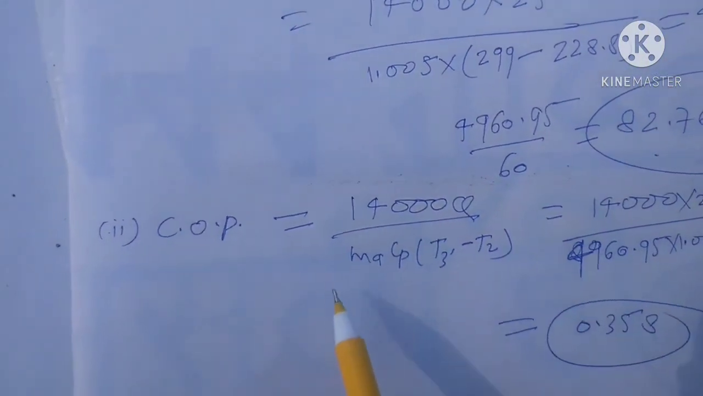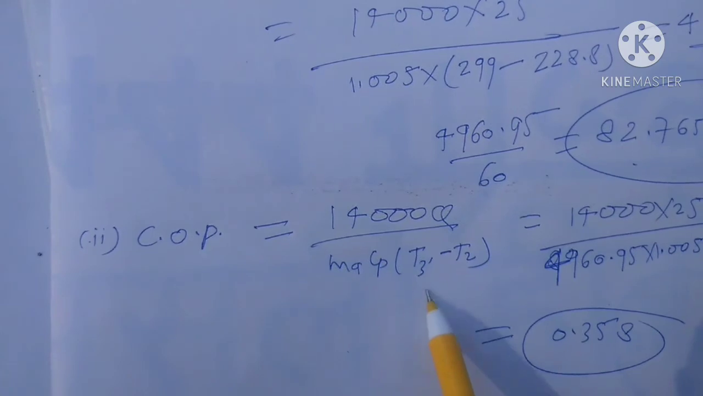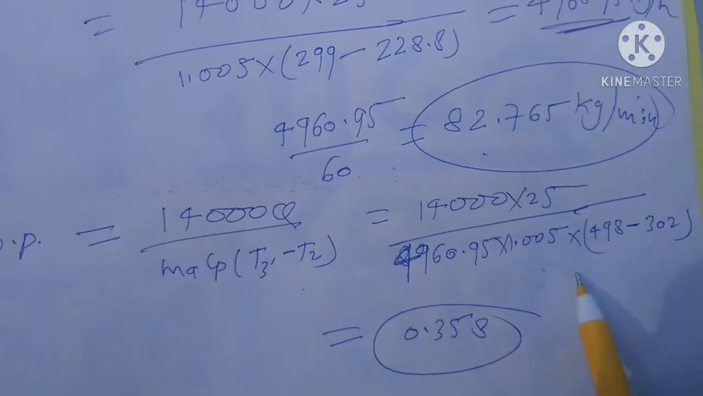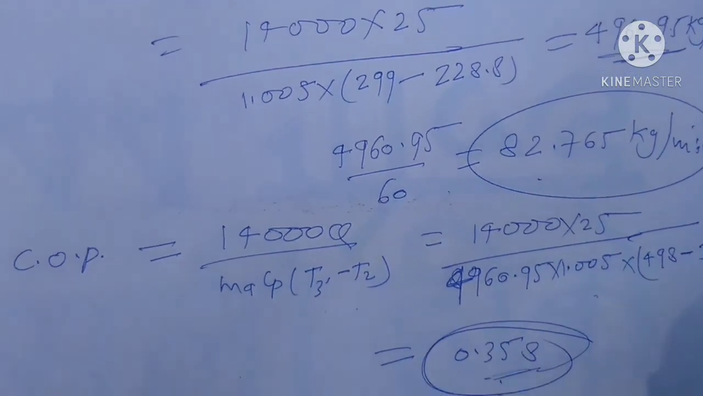The second question is COP equals 14,000 Q divided by M times Cp times T3 dash minus T2. Put all values here and then you get the COP.